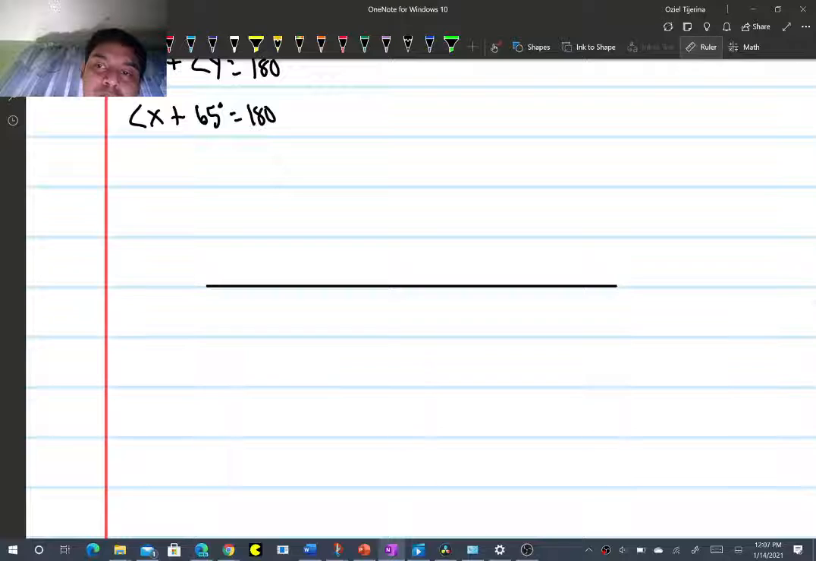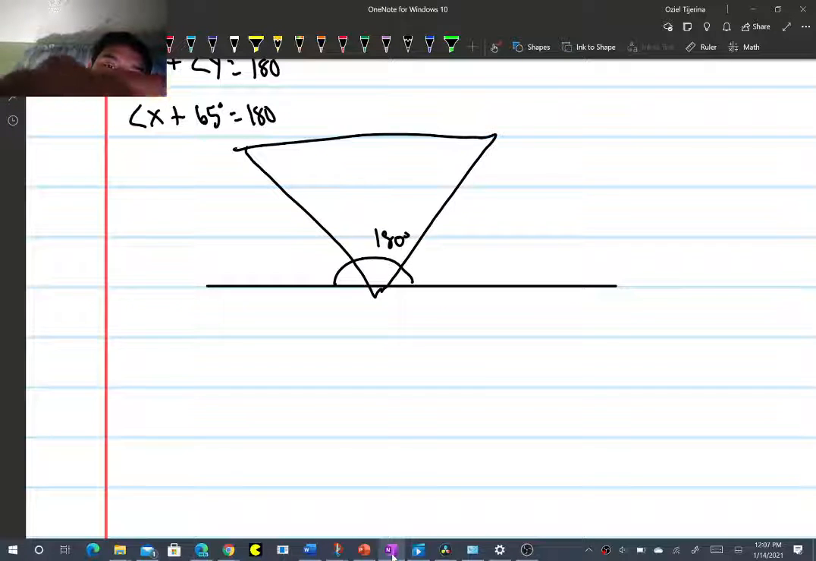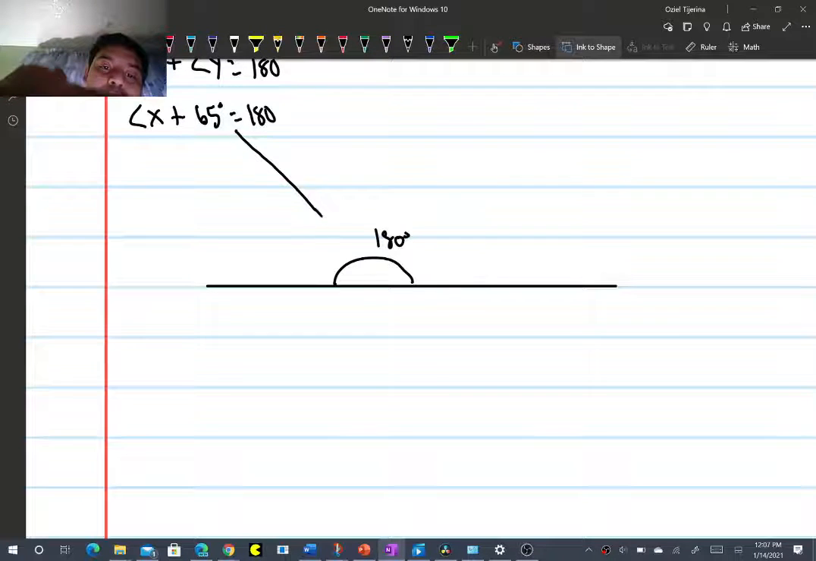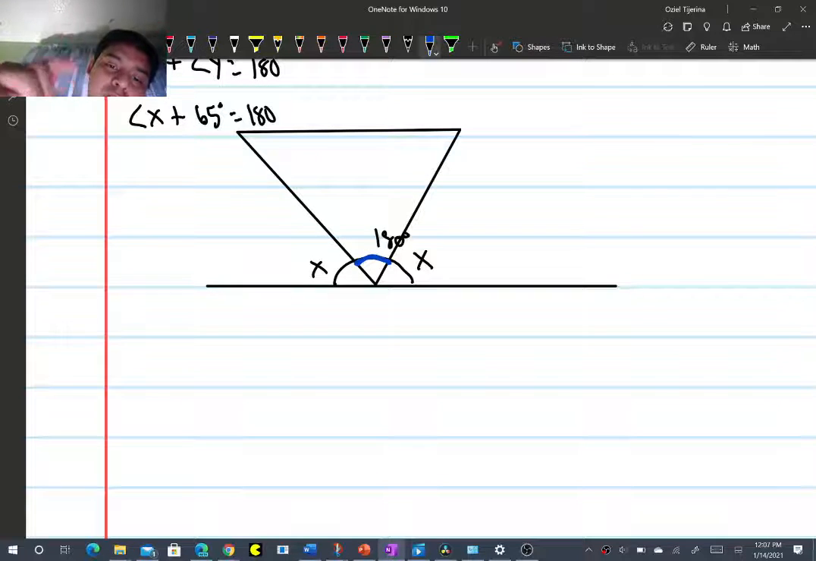So a straight line is 180 degrees, and if we kind of draw a triangle here, even though it's not drawn to scale, this is x, and this little one right here is 100. So this entire part here is 180. Okay, and these two angles here are x.